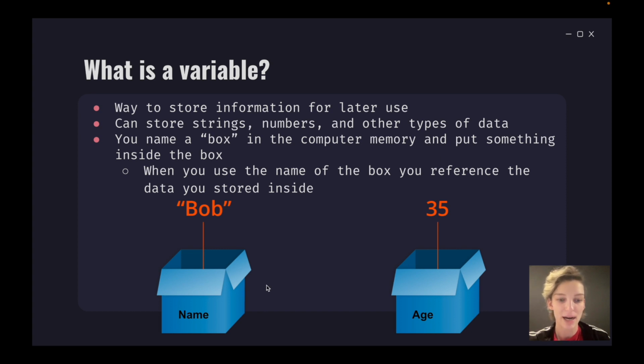Like here, I have a box that I created named name. And I can put the data Bob inside, and Bob's a string. String means text. So I'm putting the text Bob inside this box I made called name. And here I made another box called age, and I'm putting the number 35 into the box called age. If I were to reference these boxes again, they'd have the same value. If I were to reference name, I'd know name has the value of Bob inside of it, and age has the value of 35.